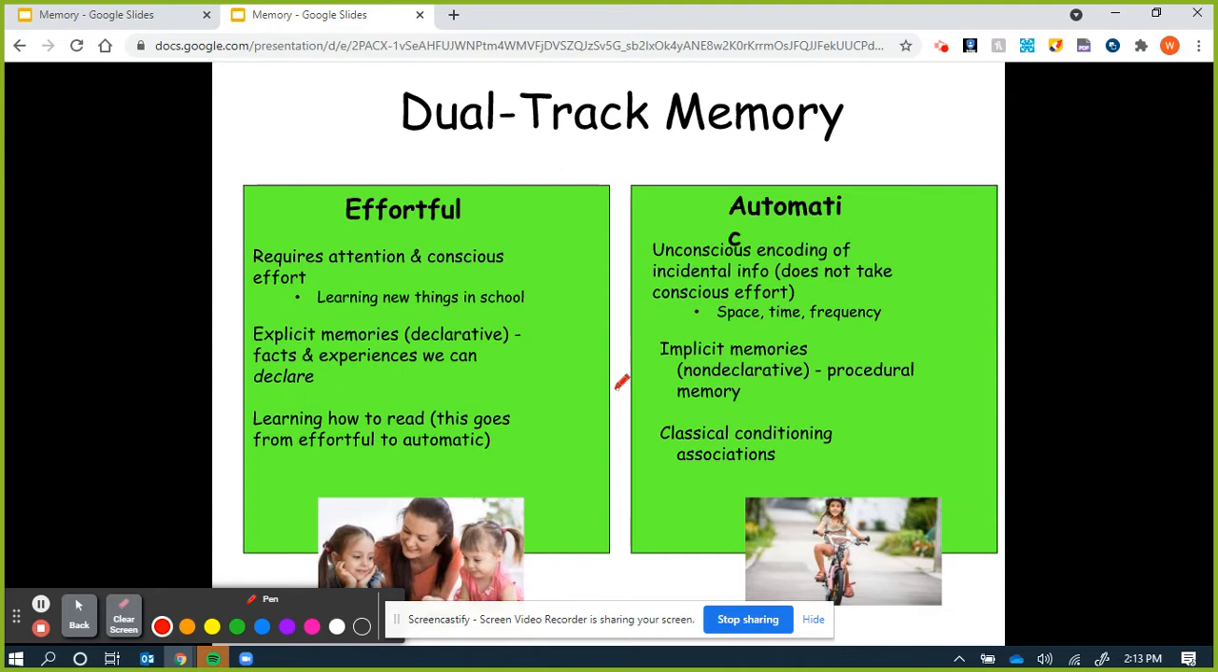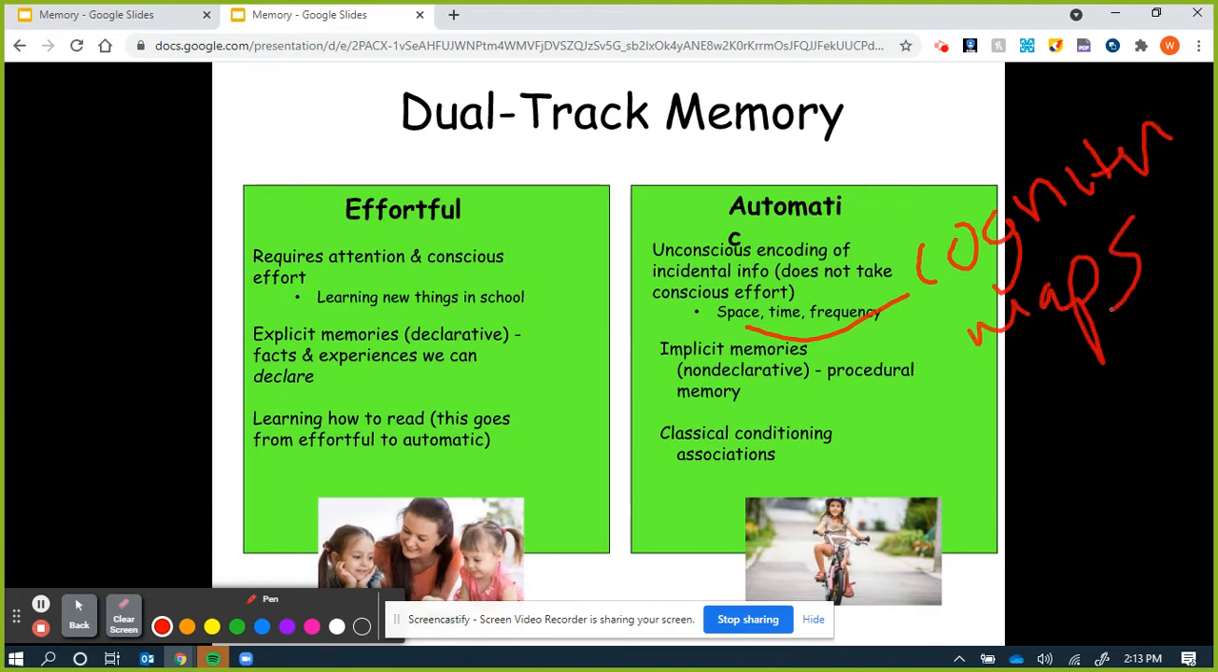space, meaning, so an example of this sort of automatic processing would be cognitive maps, right? And how much time has passed, right? We generally have a good idea. We can estimate how long we've been sitting in class, how long you've been talking on the phone, and whatnot. And then frequency, we just notice, like if somebody has a habit that they do, we'll start to notice it.